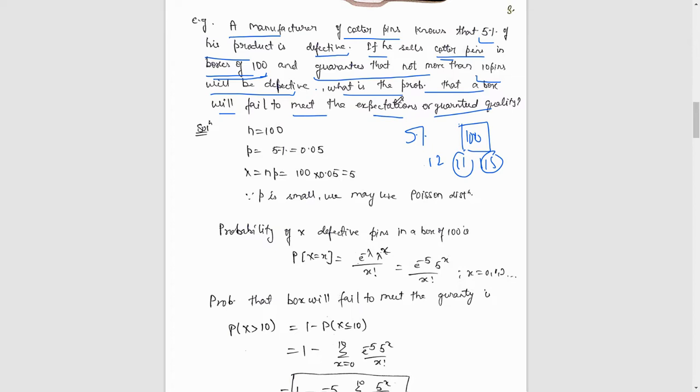So what will be the probability? We are talking about quarter pins, and the probability of any quarter pin being defective is 5%, meaning 0.05. The second thing is that n is equal to 100, because we're talking about defective pins among the 100 pins that we have put in a box. I told you this can be solved using the binomial distribution also. But here n is equal to 100 and p is equal to 0.05.